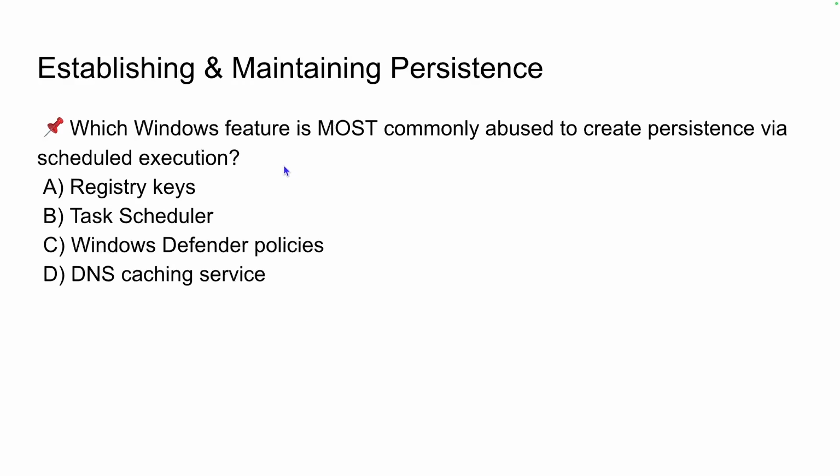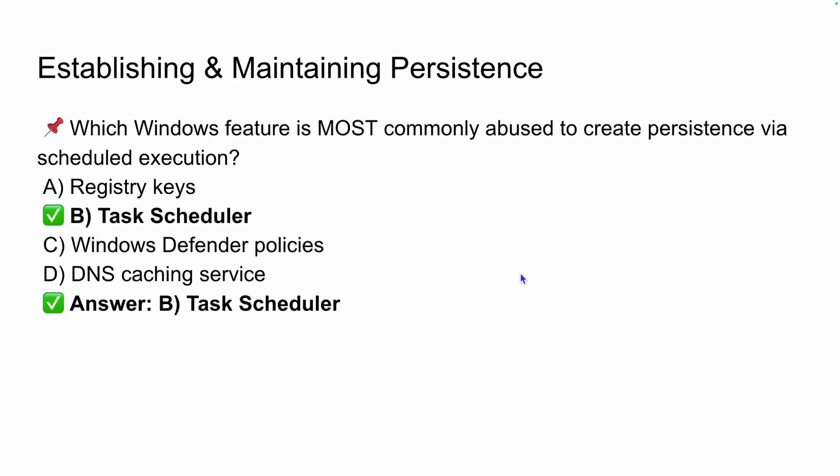Okay, which Windows feature is most commonly abused to create persistence via scheduled execution? So this is a very big key here. So registry keys, task scheduler, the obvious answer. I would go for the obvious answer. Windows Defender policies, DNS caching service. So it's definitely not the DNS thing. Windows Defender policies is not abused to create persistence via scheduled execution. So for me, it's B. I'm just going to say B. There you go. Task scheduler, there's scheduled execution.